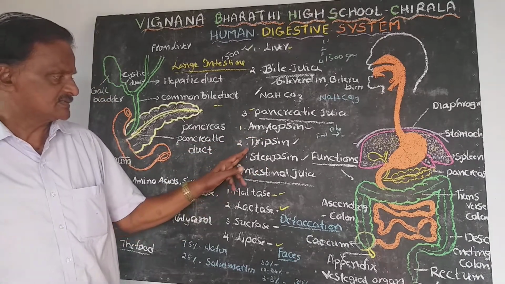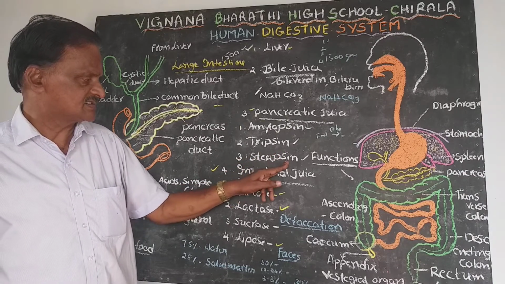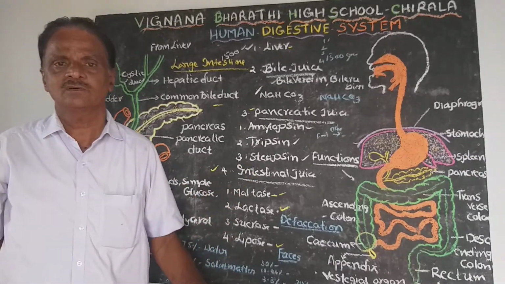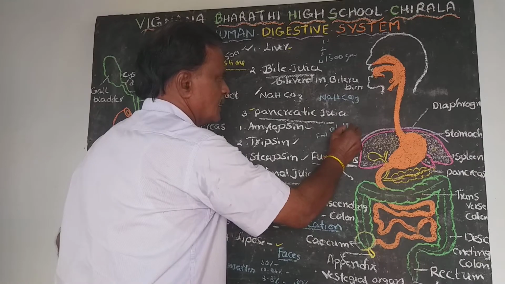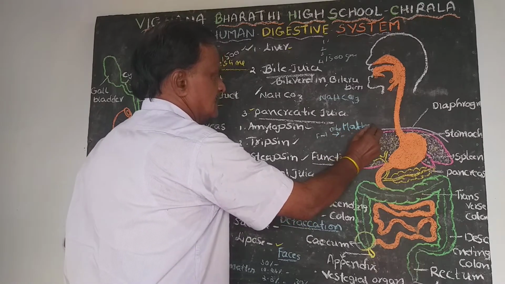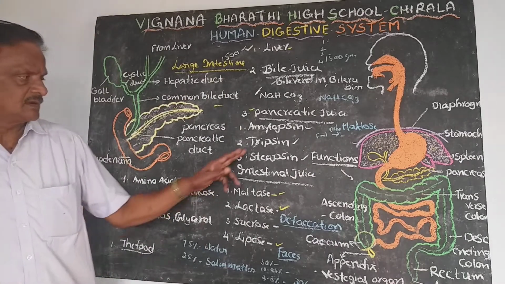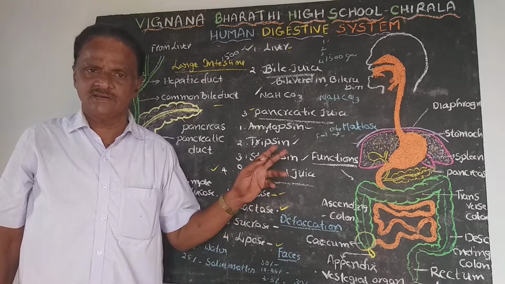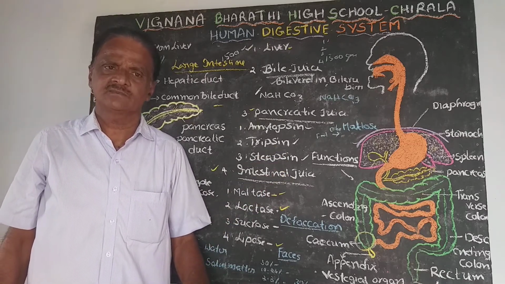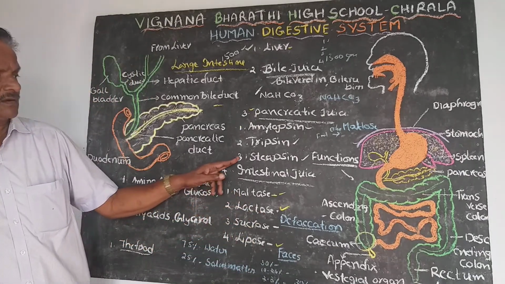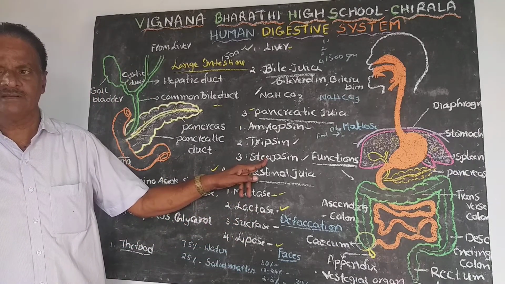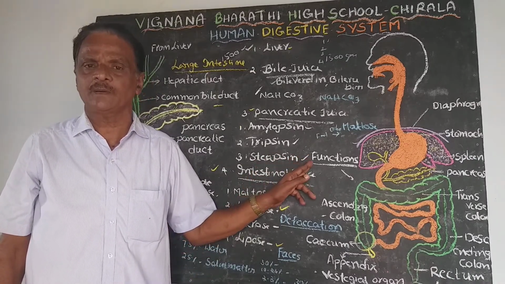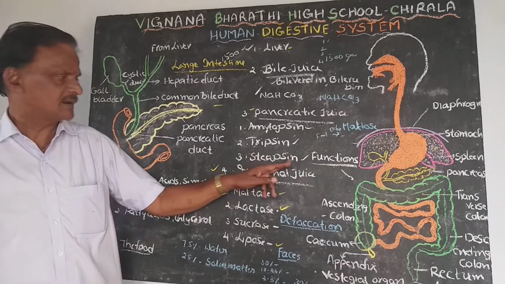One is amylopsin, second is trypsin, third is steapsin. The first one is amylopsin. Amylopsin converts starch into maltose. Next, trypsin. Trypsin acts on the remaining proteins, and polypeptides are converted into smaller peptides and amino acids.